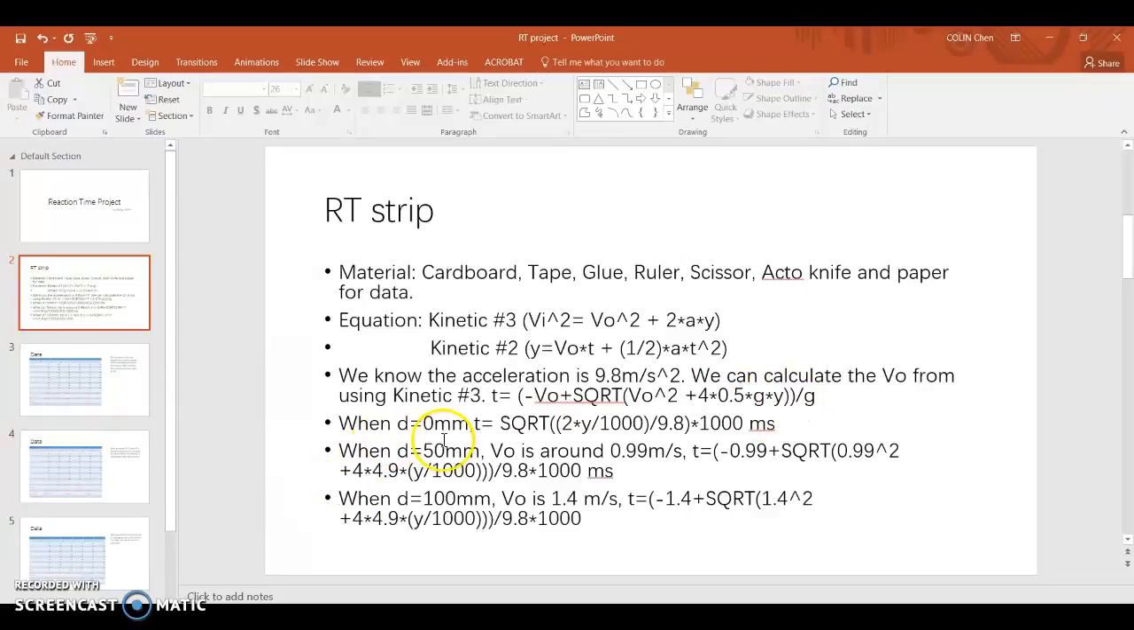So when D is equal to 0 millimeters, there's no V0, and then we can use the reaction time formula here. And when D is equal to 50 and 100, we have V0 that is 0.99 and 0.14. So we need to put the V0 in the equation to get the correct reaction time.